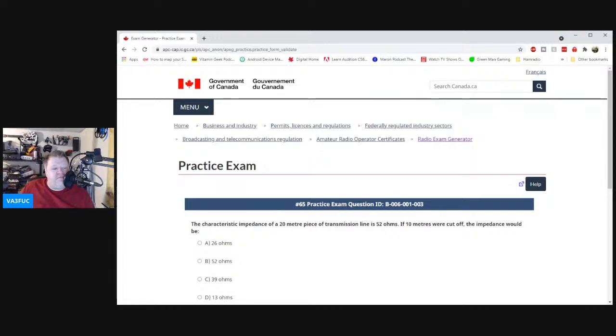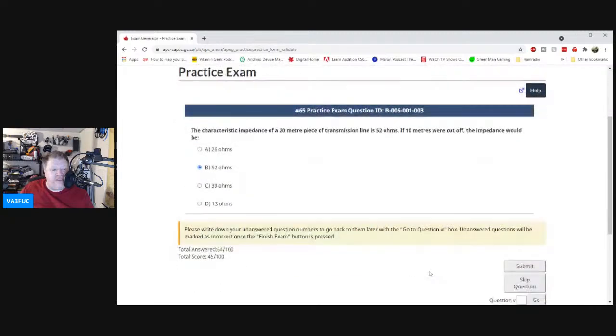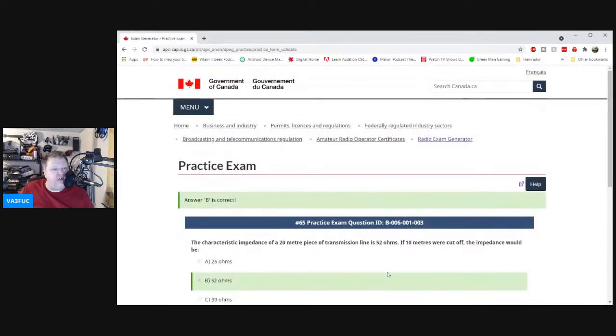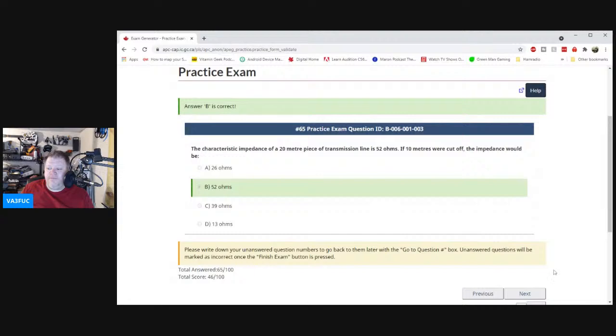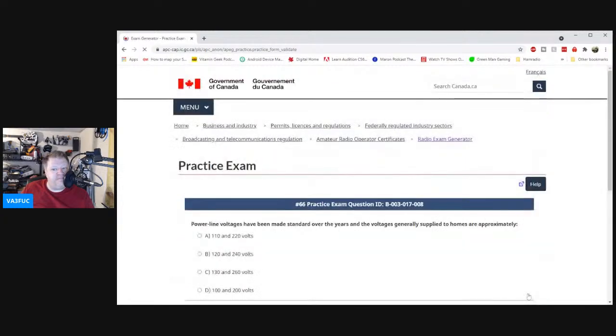The characteristic impedance of a 20-meter piece of transmission line is 52 ohms. If 10 meters were cut off, the impedance would be 26 ohms, 52 ohms, 39 ohms, or 13 ohms. Well, it still stays the same, if I remember correctly. Ohm's law. Yep, Ohm's law. Stays the same.